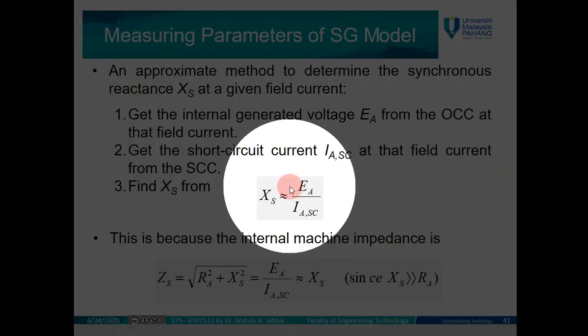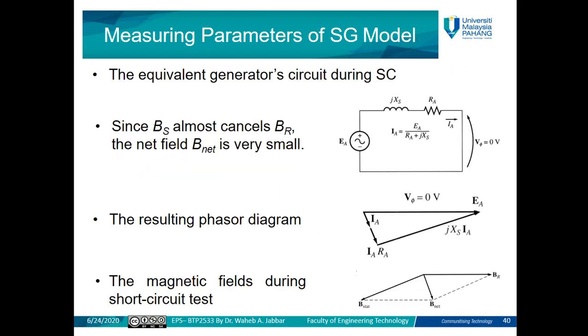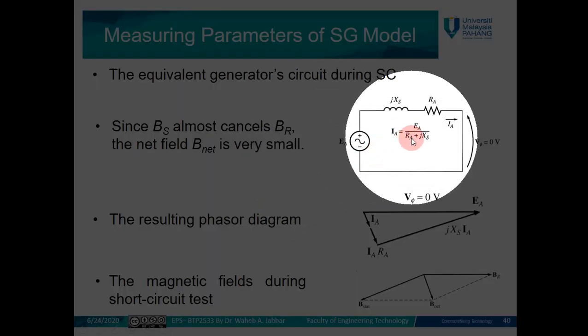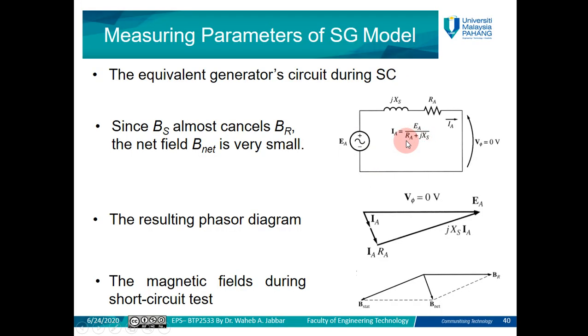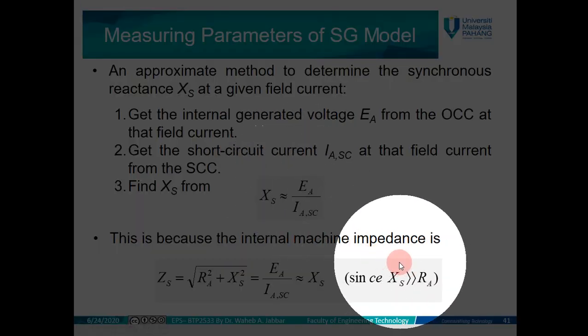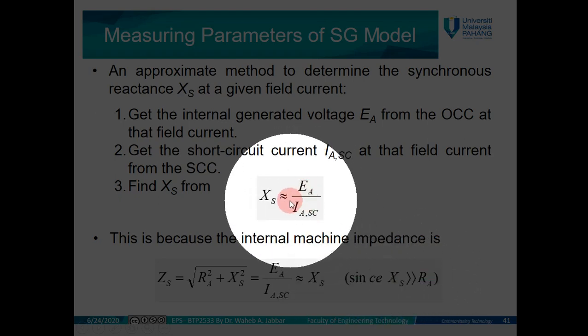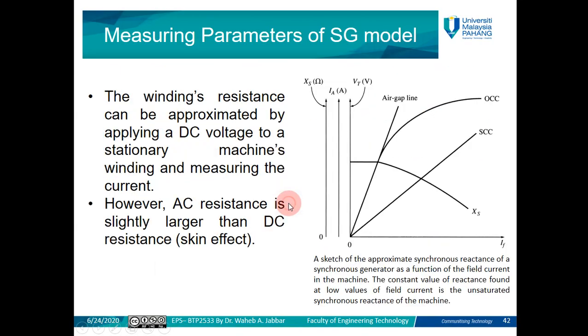And why do we ignore the value of RA here? As you can see, IA equals EA over RA plus jXS, because we said the value of XS is much higher than the value of RA. So XS is much greater than RA, so we ignore RA, and it is easy to calculate the value of XS by using these two values, IA and EA.